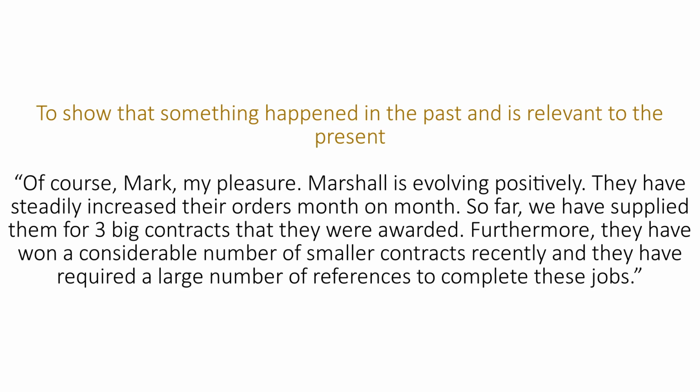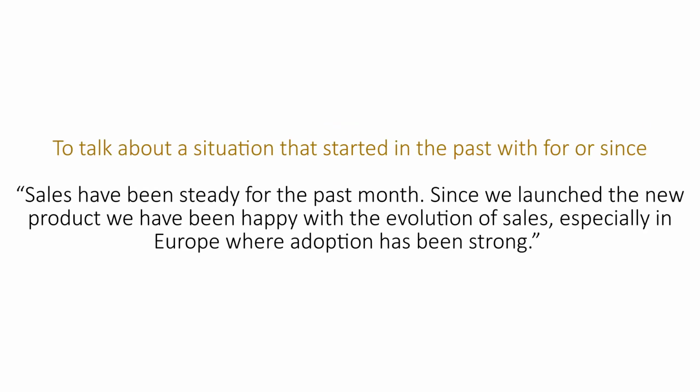Now let's talk about a situation that started in the past with for or since. The context here is that we're describing the evolution of sales over a 1-month period since product launch. So sales have been steady for the past month. Since we launched the new product, we have been happy with the evolution of sales, especially in Europe, where adoption has been strong. So here we're using have been and has been quite a lot, okay? Because we're talking about the status of something.